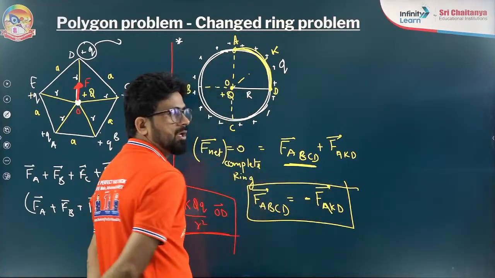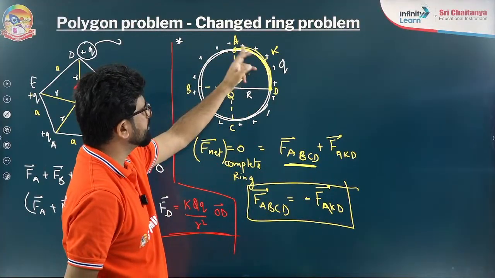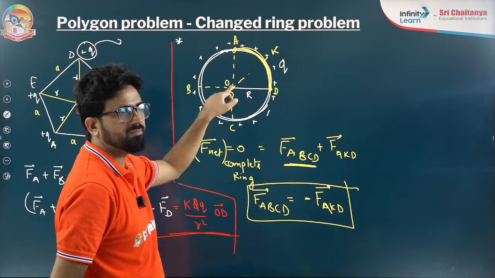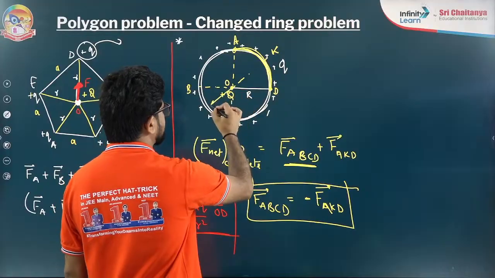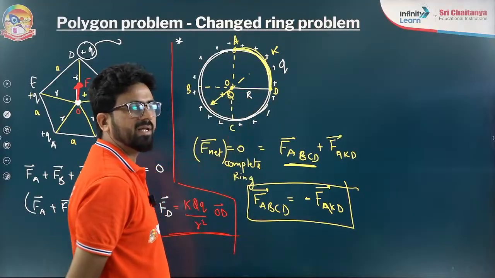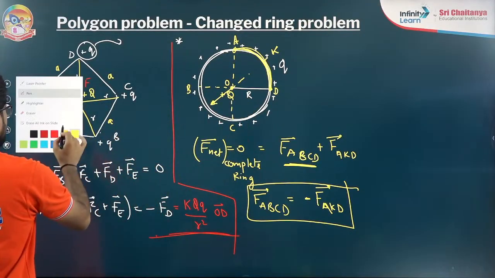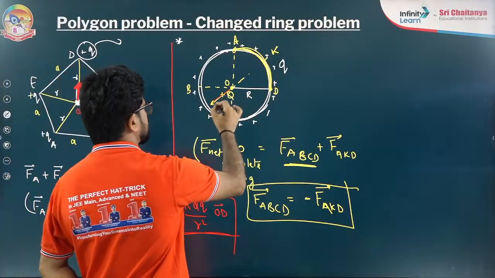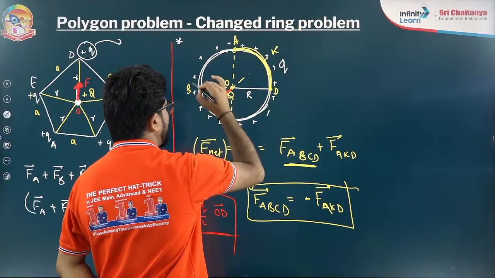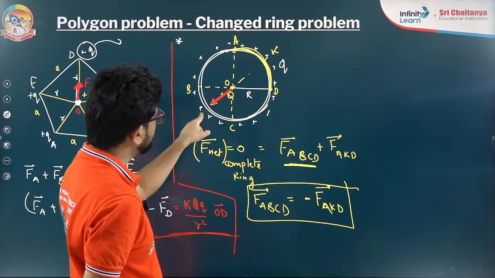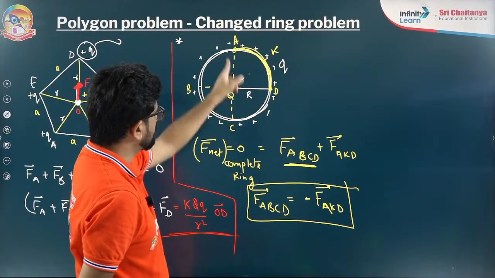Correct? So what is the force due to the AKD portion? This is positive, this is positive. Are they attracting or repelling each other? Repelling. Repelling means this direction will be the direction of force. In this direction, the force will act. This is the net force due to AKD.